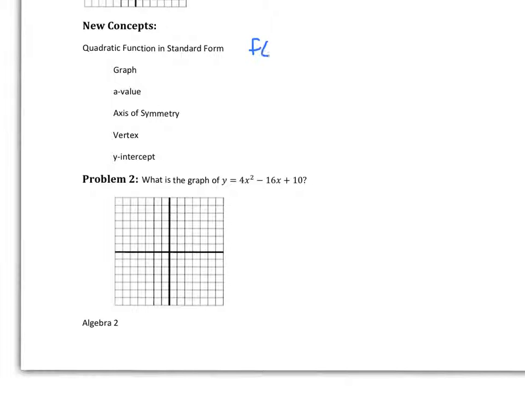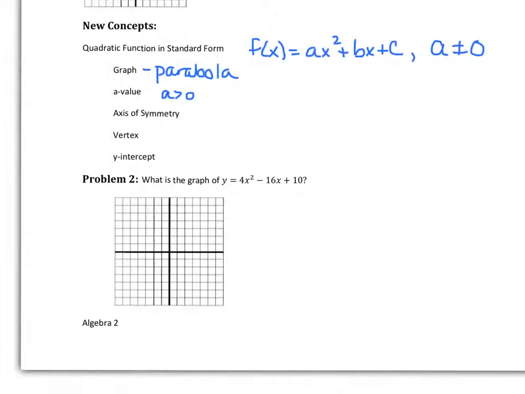I'll write it back down again here so we can refer to it. It's f of x equals ax squared plus bx plus c. You're going in descending order by your exponent, and then a is not equal to 0. The graph is a parabola. If a is greater than 0, your graph will open up. If a is less than 0, your graph opens down. So that helps you know if you have a U-shaped open up or open down.